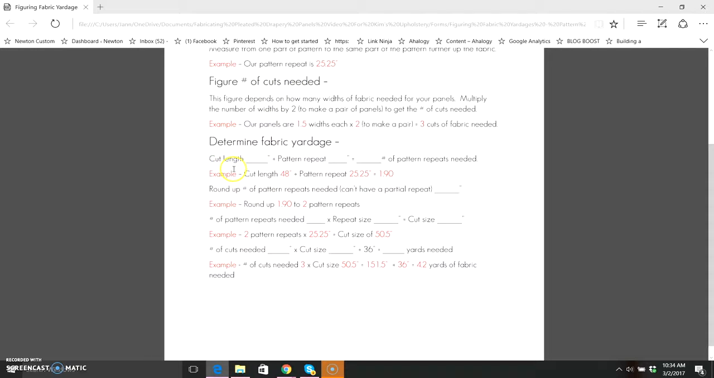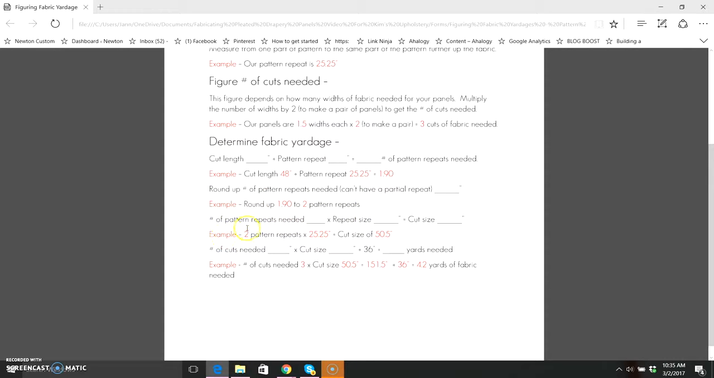Next, to determine the fabric yardage, we're going to use these figures we came up with. First, we're going to take our cut length and divide it by the pattern repeat. And that's going to give us the number of pattern repeats we need to make our cuts. So in our example, our cut length was 48 inches, and we divide that by our pattern repeat of 25.25 or 25 1/4. That equals 1.9. Now you can't have a partial pattern repeat. You have to have whole pattern repeats. So you're going to need to round up the number of pattern repeats. In our example, we're rounding up 1.9 to 2 pattern repeats.